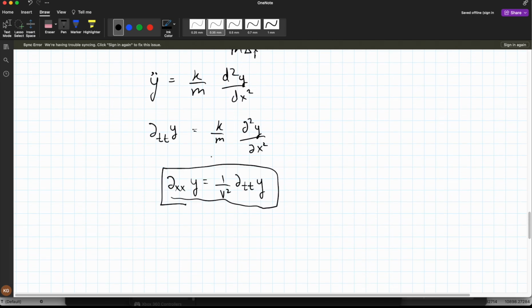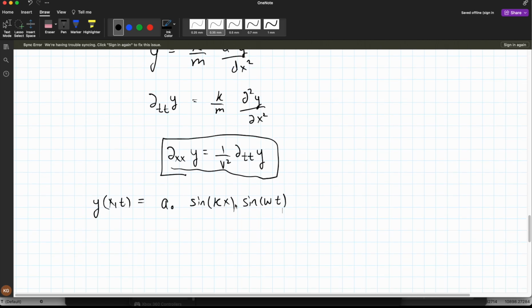So we arrived at this equation from our little spring analogy, and we want to see what happens if we plug in a solution. And this solution happens to work. So y of x of t, the displacement of the string at position x at time t, is equal to some constant out front times sine kx. This k is different than this k, but we like to use k for this. We can think about it as a different constant, and then sine omega t.